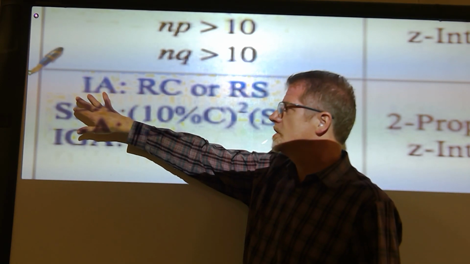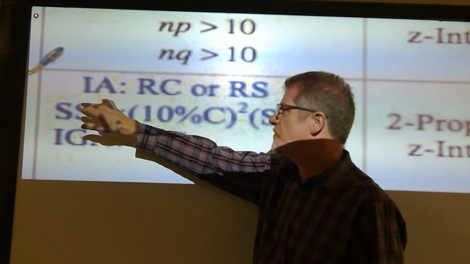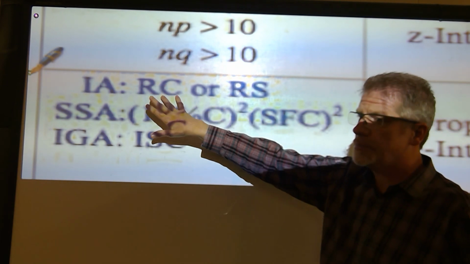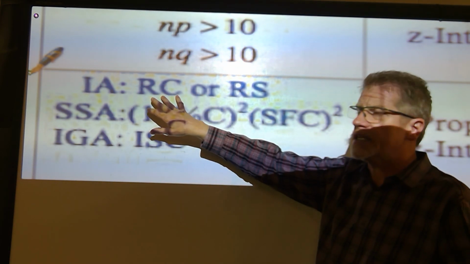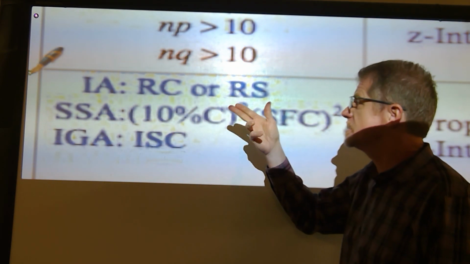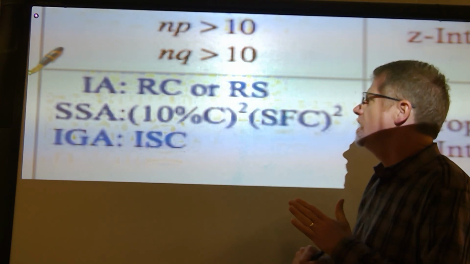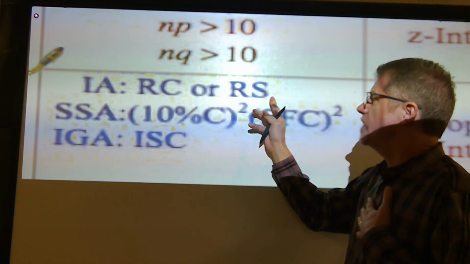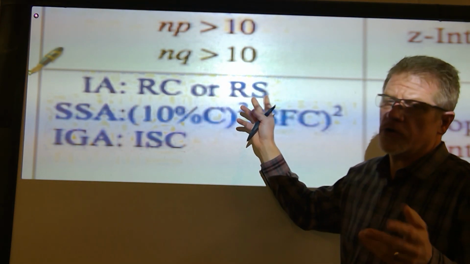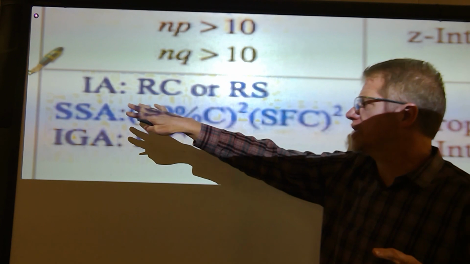Okay, so IA, the independence assumption. We've seen this before. We need to get a random sample of Americans and a random sample of Mexicans, or American citizens and Mexican citizens. Obviously, some Mexicans are American citizens. Now, if it's not random, at least it should be representative. These are conditions we've seen before for checking the independence assumption.